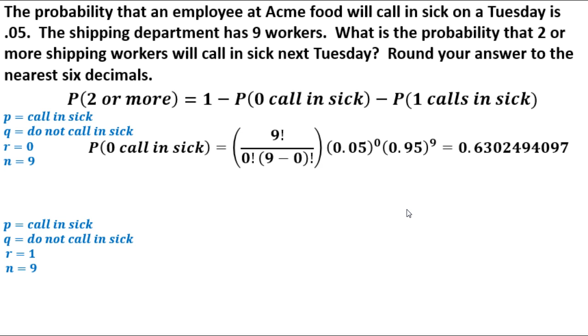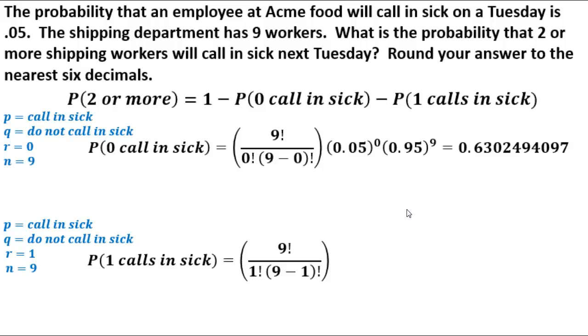And so now we're just going to plug this back into our formula. The probability that 1 calls in sick. This time it's going to be 9 choose 1, multiplied by the probability of success, in other words, the probability that someone calls in sick, that's 0.05. We're going to multiply that by the probability of failure, in other words, that they do not call in sick, which is 0.95.